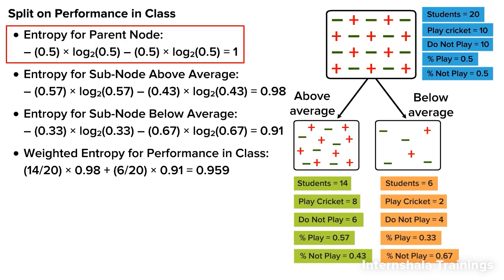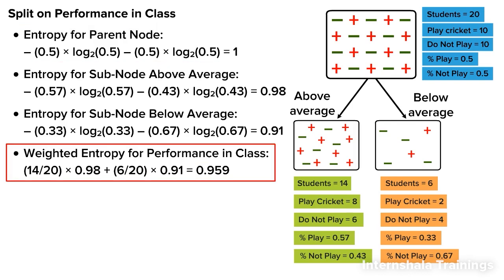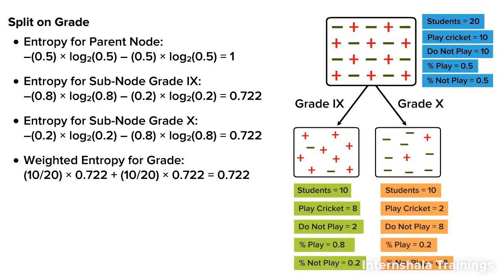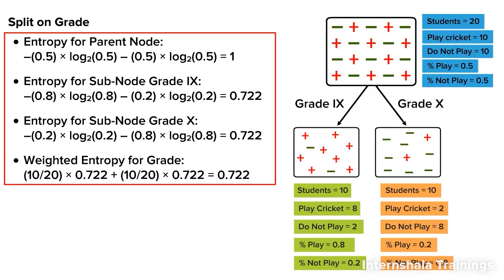Here, you can see that it is lower than the entropy of the parent node, and hence it is returning more pure nodes compared to the parent node. Similarly, we will calculate the entropy for the split on class using similar steps. The weighted entropy for the split on class is 0.722. Here, we have calculated all the values and we strongly recommend you to calculate them on your own and then compare the results with the values as shown here.